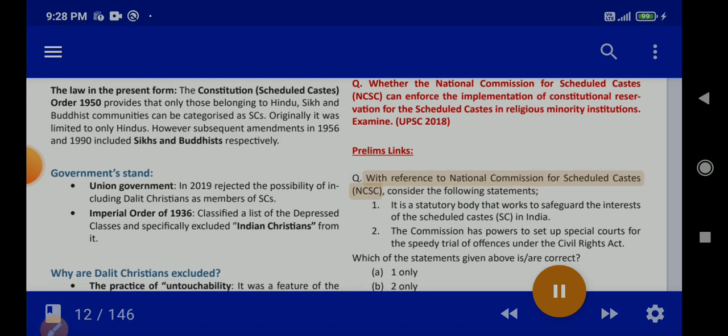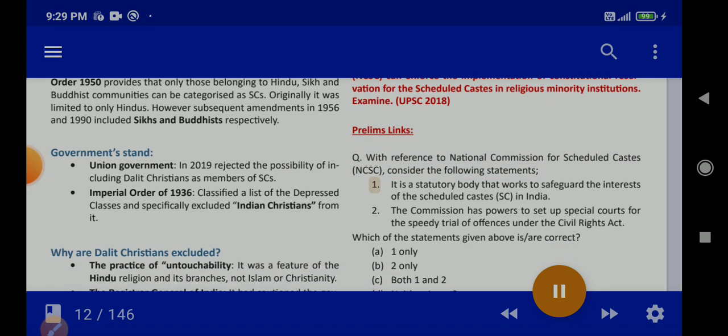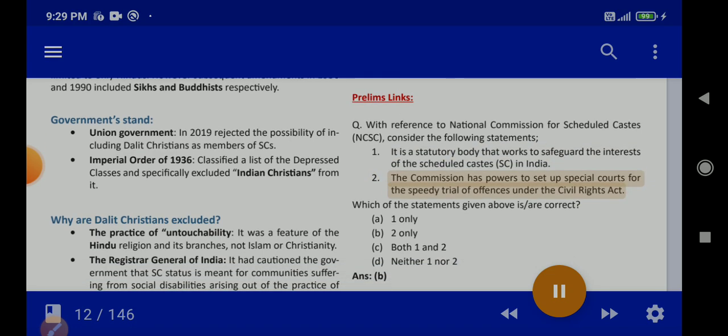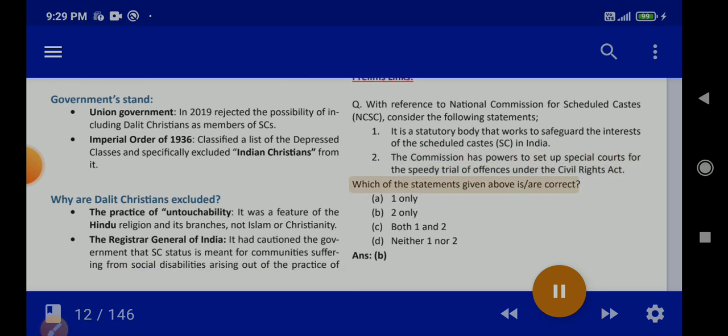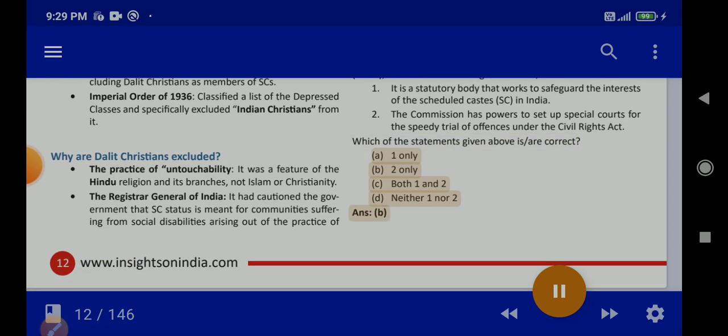UPSC 2018 Prelims links Q. With reference to National Commission for Scheduled Castes (NCSC), consider the following statements. 1. It is a statutory body that works to safeguard the interests of the scheduled castes (SC) in India. 2. The Commission has powers to set up special courts for the speedy trial of offences under the Civil Rights Act. Which of the statements given above are correct? A. 1 only, B. 2 only, C. Both 1 and 2, D. Neither 1 nor 2.